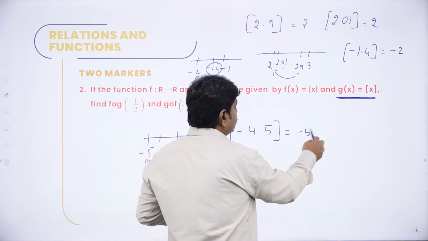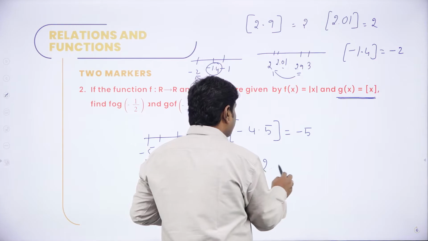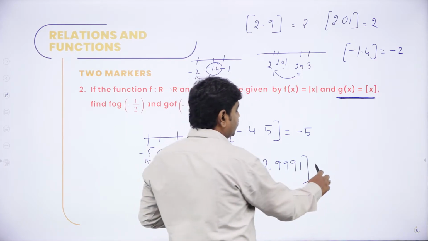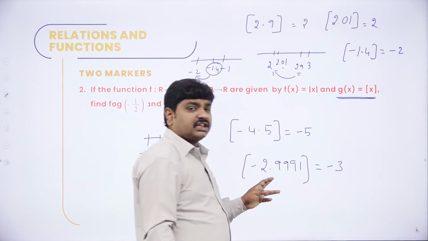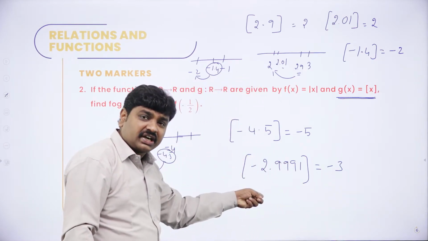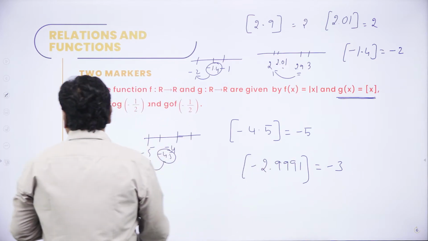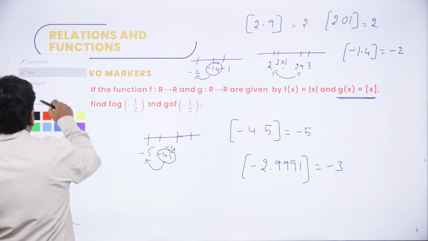Minus 5. What is the greatest integer of minus 2.99991? This is minus 3. So greatest integer means what? An integer which is near and less than this. Less than minus 2 is minus 3. Now coming to the point. So these are the basics you need to know.